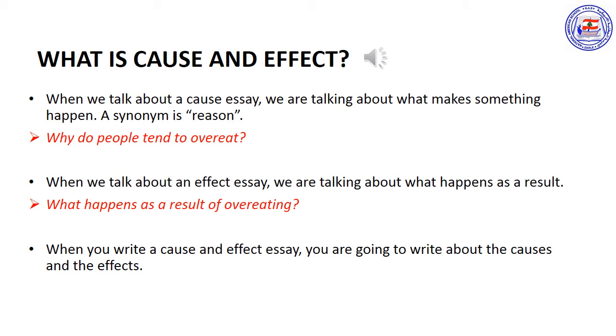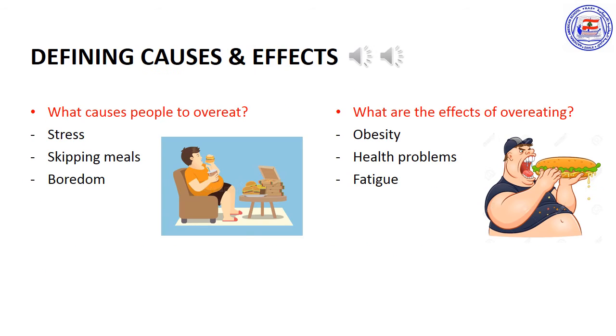When you write a cause and effect essay, you are going to write about the causes and the effects. Let's take a look at this topic a little more closely by brainstorming possible causes and effects for each question. Okay, let's take a look at the first question. What causes people to overeat? Here are some possible causes for overeating: stress, skipping meals, boredom.